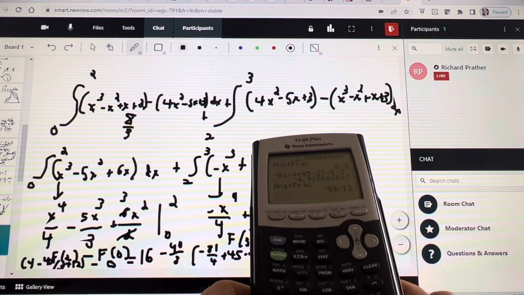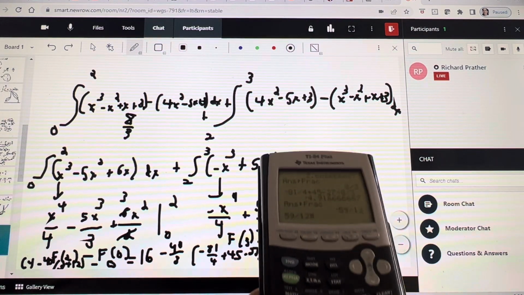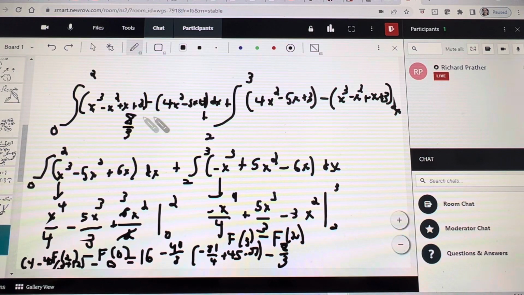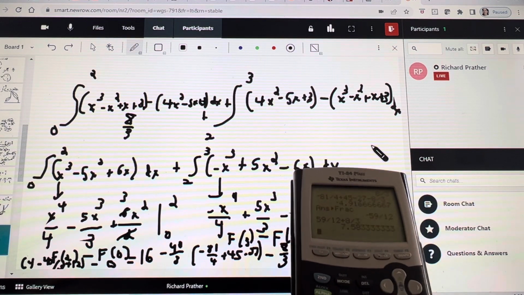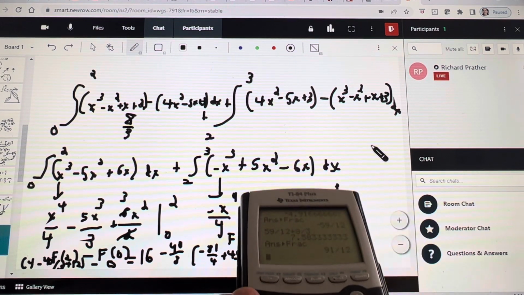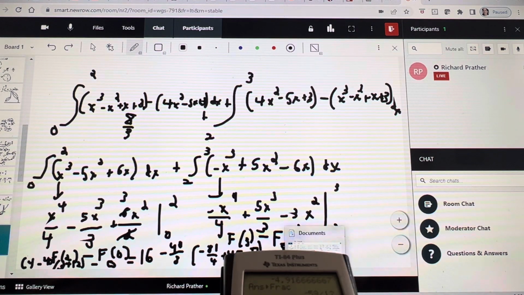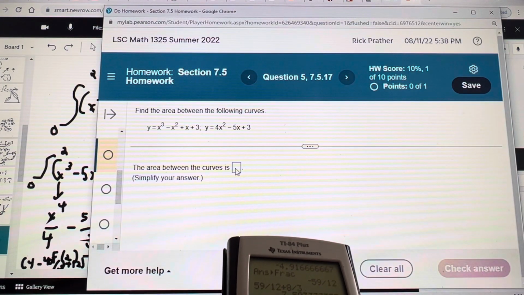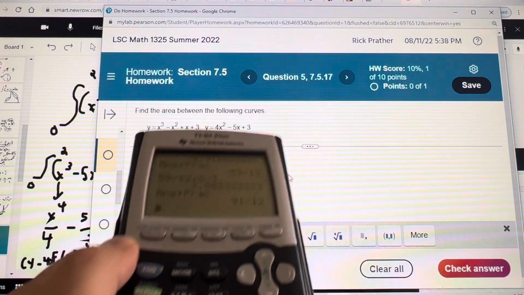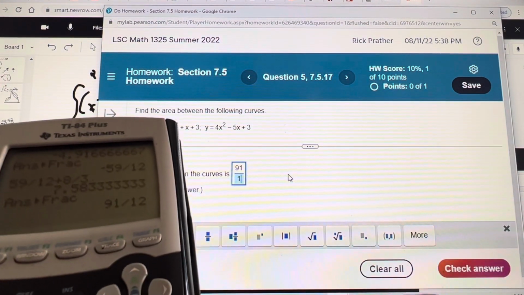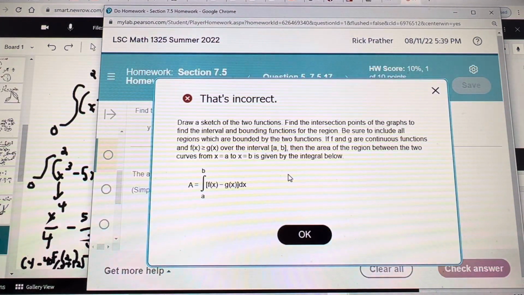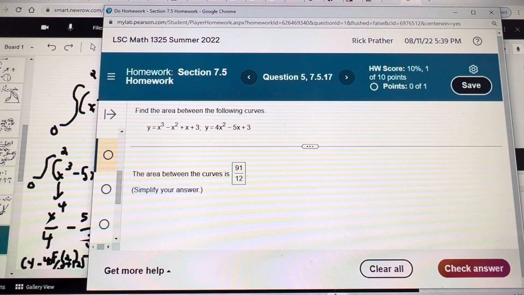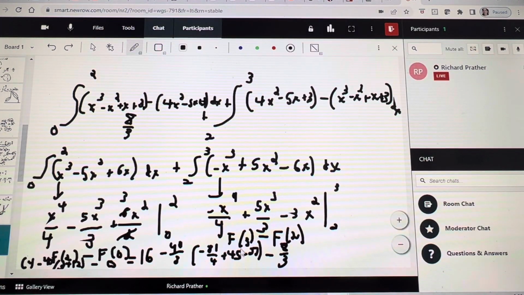Okay, let's just try this. So what if it was supposed to be 59 over 12? These should always come out positive because you're doing the above curve minus the below curve. That's always going to be positive. 59 over 12 plus 8 over 3. If the only mistake is I did this backwards, then the answer should be 91 over 12. Whoops. But if not, then there's some other mistake. Yeah, okay, I did make a mistake somewhere. See, that didn't make sense to me that was coming out negative.